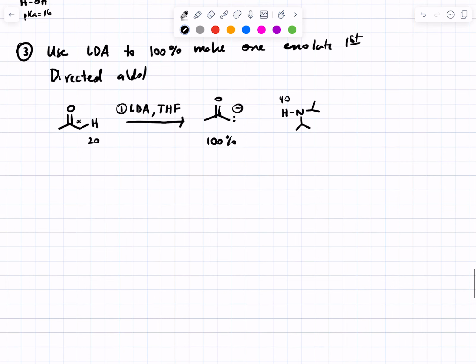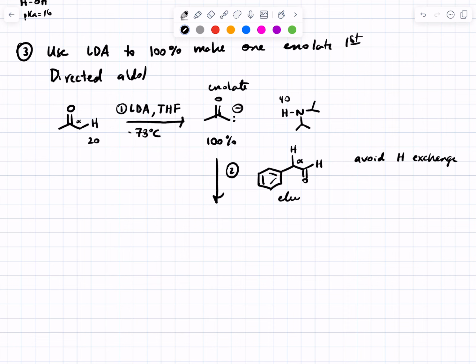And then, and only then, in a second step, do you introduce another reactive partner, let's say this aldehyde. This aldehyde actually has an alpha proton on it. And you do this reaction at really low temperature, to avoid proton exchange between this enolate and your electrophile.